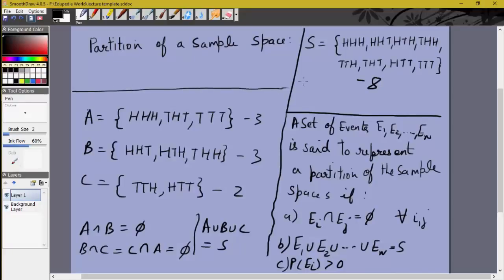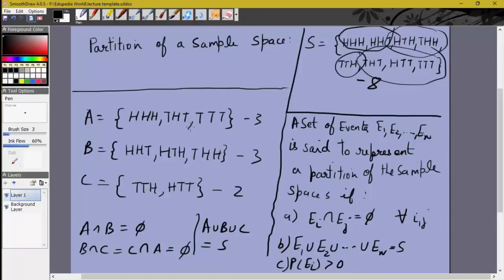So basically, essentially what we are doing is, we are breaking this set of 8 events into any forms. We can take this to be the first one, this to be the second one, this to be the third one, and this to be the fourth one. That would also be a partition. You can have any sort of partition as long as these rules are valid.